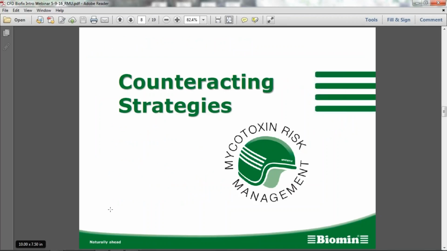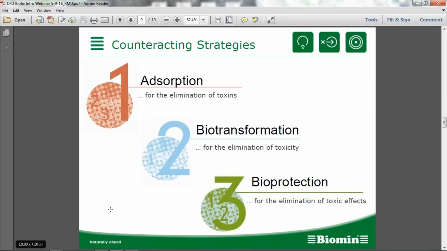So what can we do to try to counteract these toxins? One common method is adsorption of the toxin, so binding the toxins with some sort of substance, often a clay or mineral component that's able to bind up those toxins and help them pass through the animal's digestive tract without having their negative effects. A second method is biotransformation, which would include enzymatic deactivation of the toxins by altering their chemical structure, making them either non-toxic or a much less toxic form.